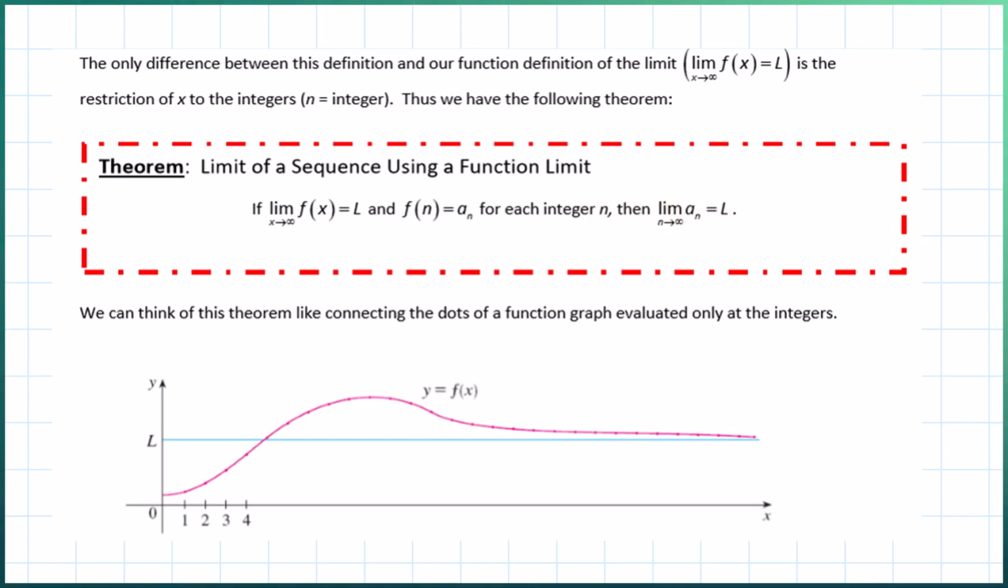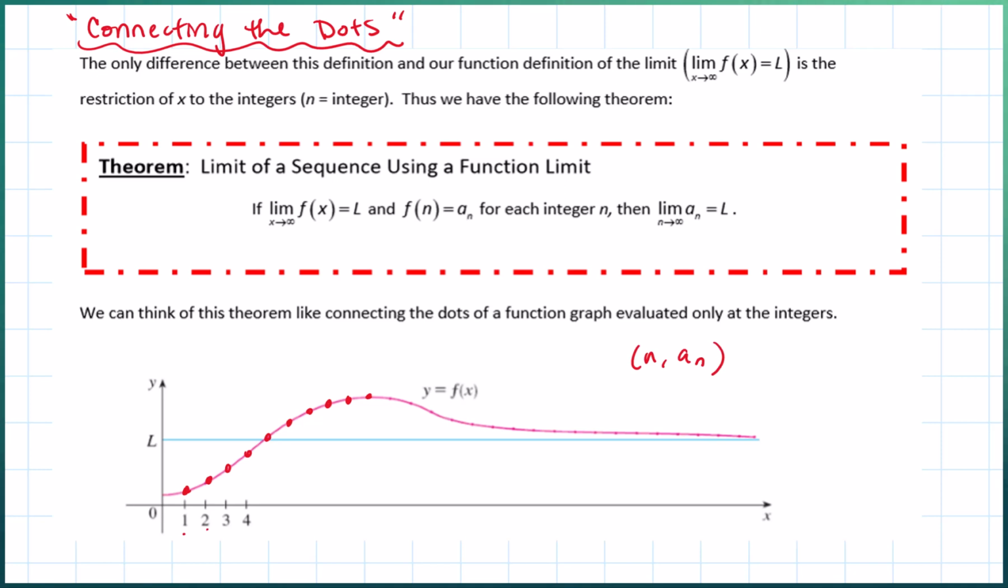I like to give this a little name. I call this the connecting the dots. Because when we plot a sequence, and you can see that on this little graph right here, we are plotting a set of points, right? The x value is the set of integers, and the output value is the terms in the sequence, and we plot all of those.